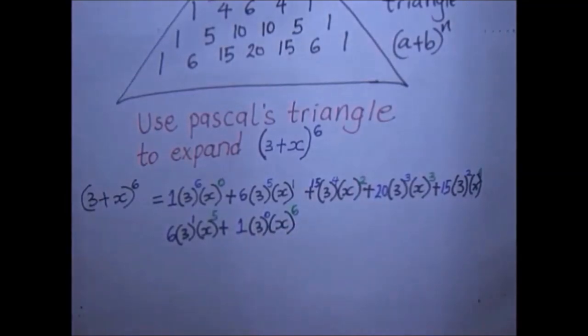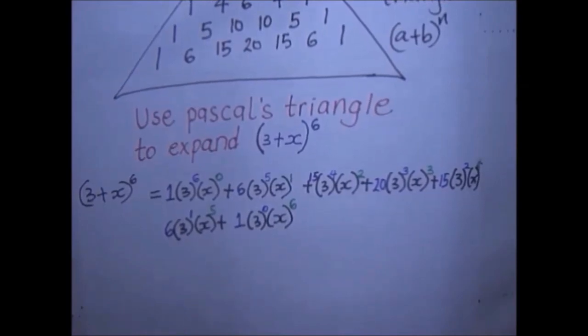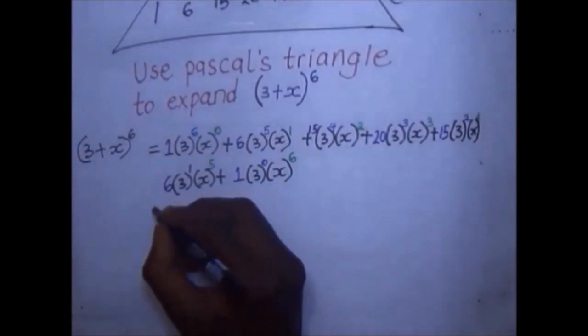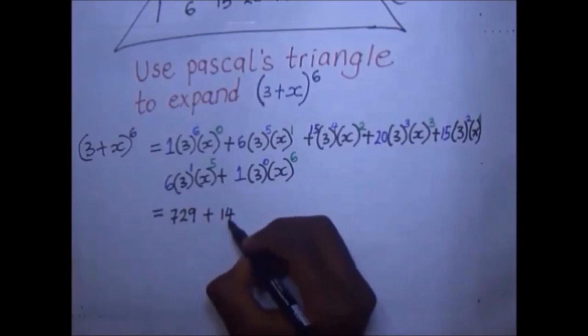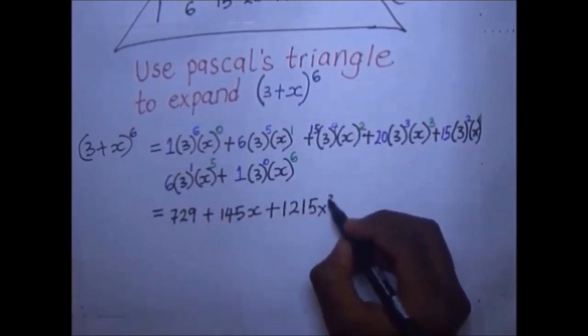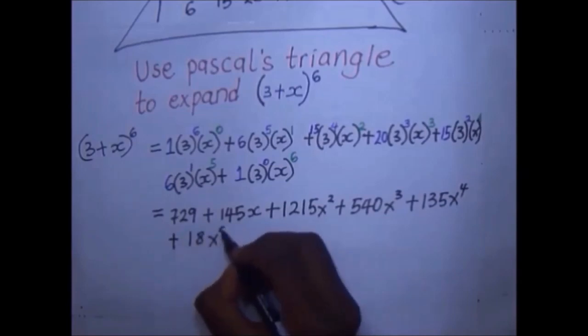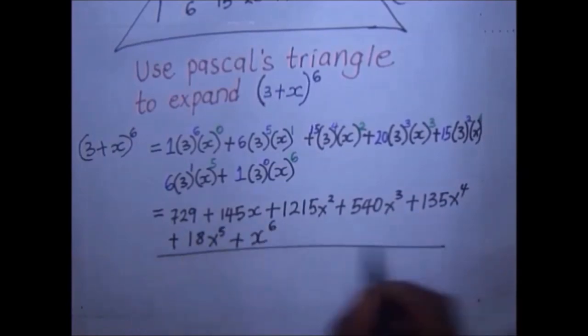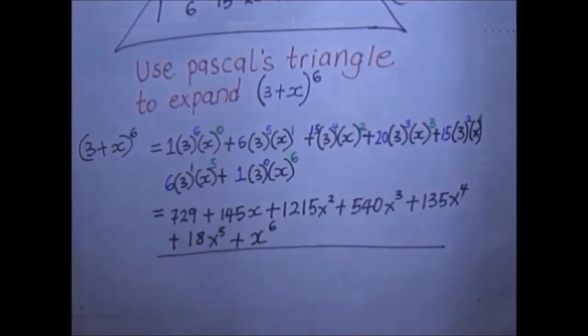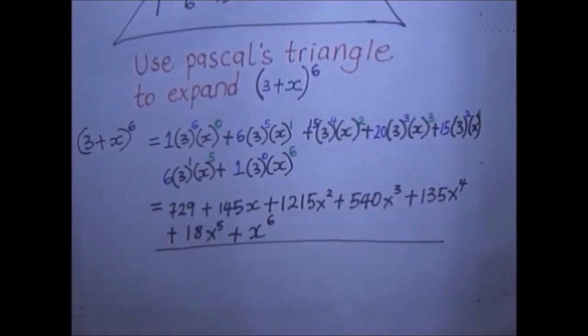So after adding the powers and all the coefficients, we now begin doing the rest, the arithmetic. There we have already expanded. It's like we've already gotten our answer. So we continue. And so this is the expansion of 3 plus x to the power 6. And that's the answer. As simple as that.